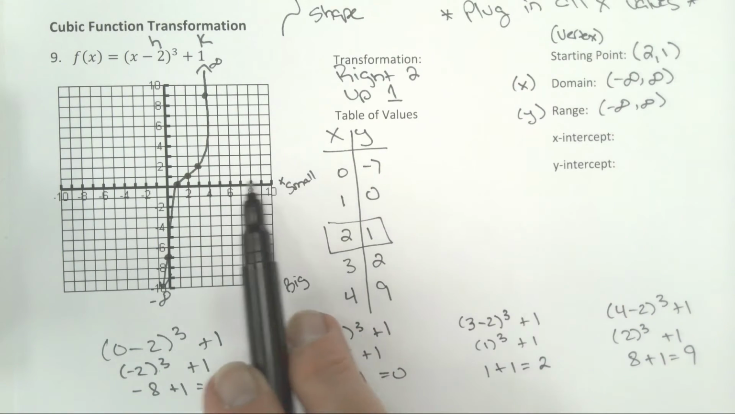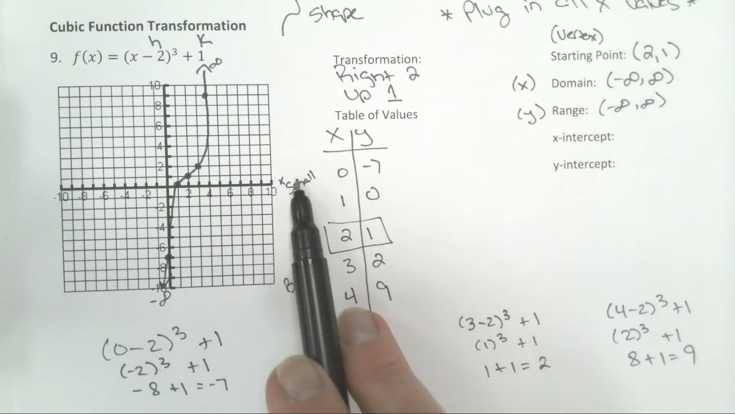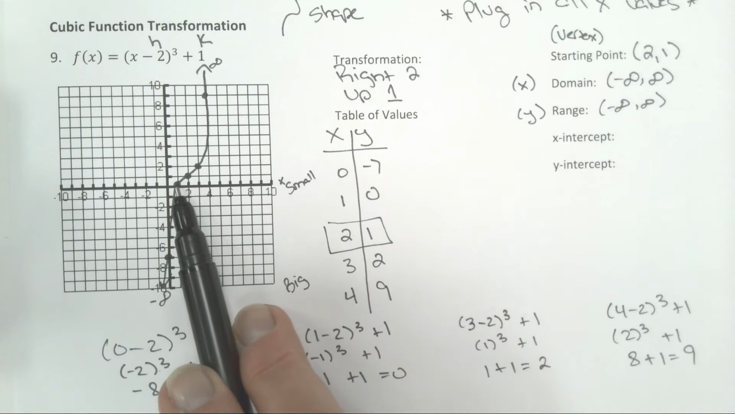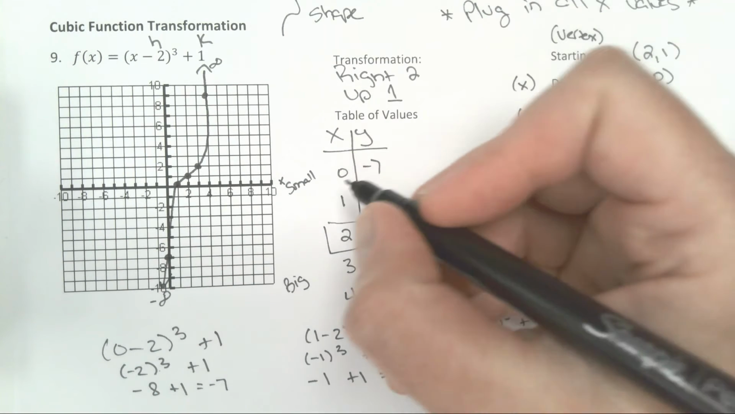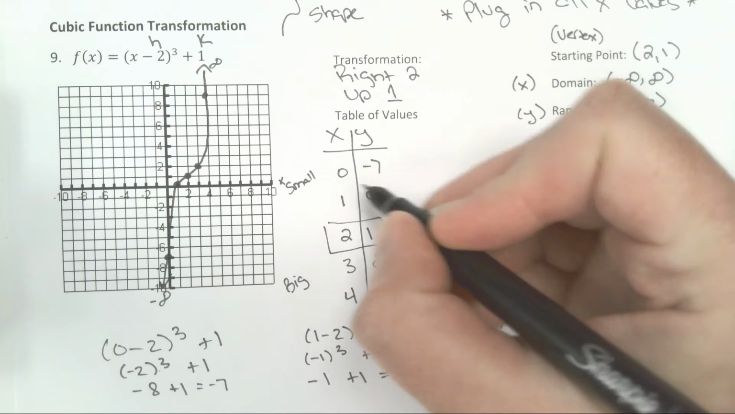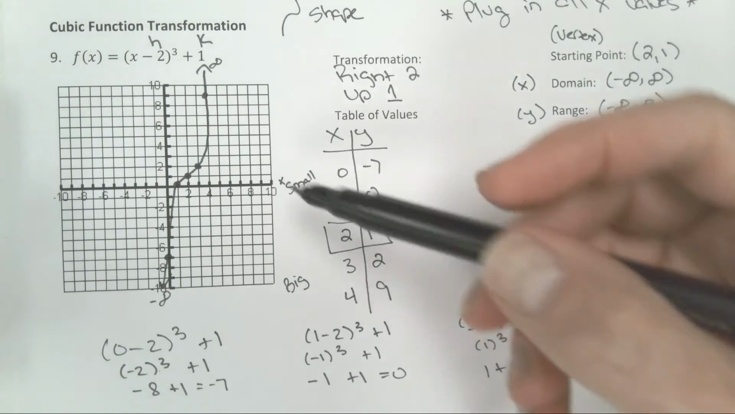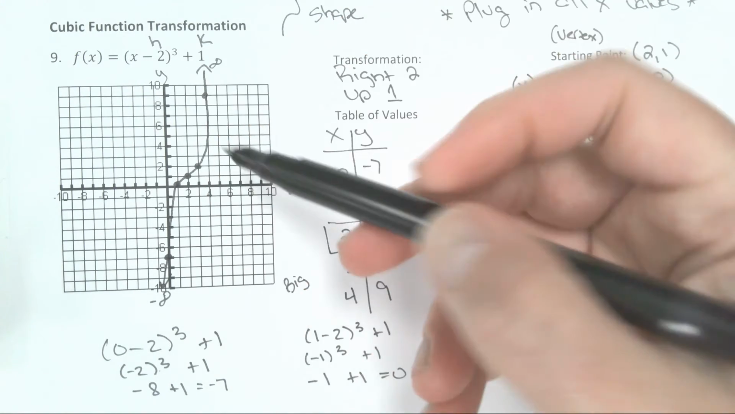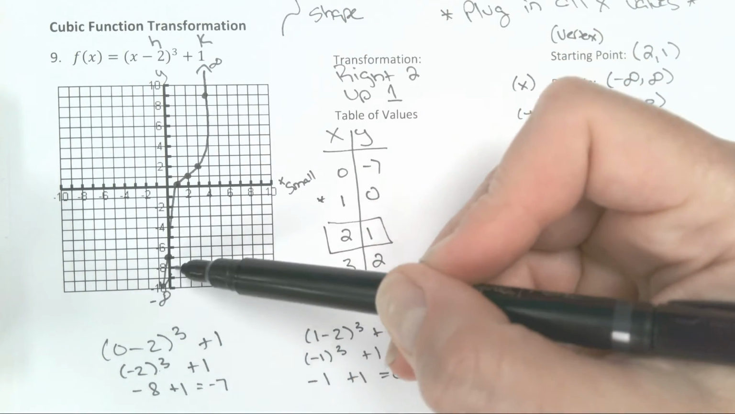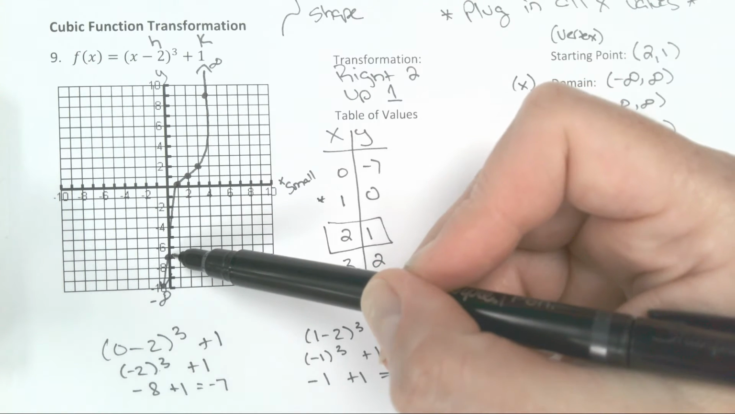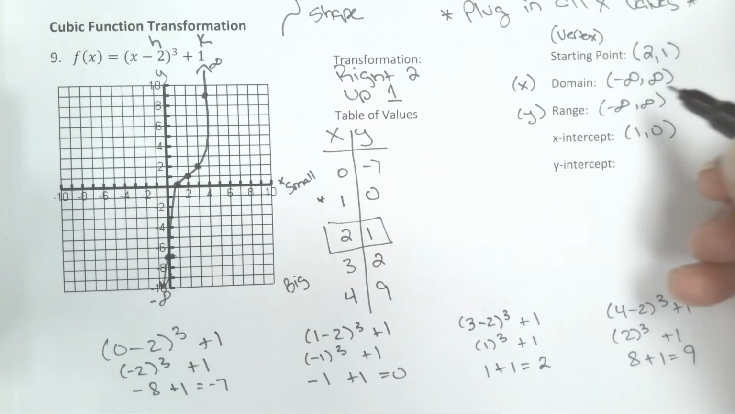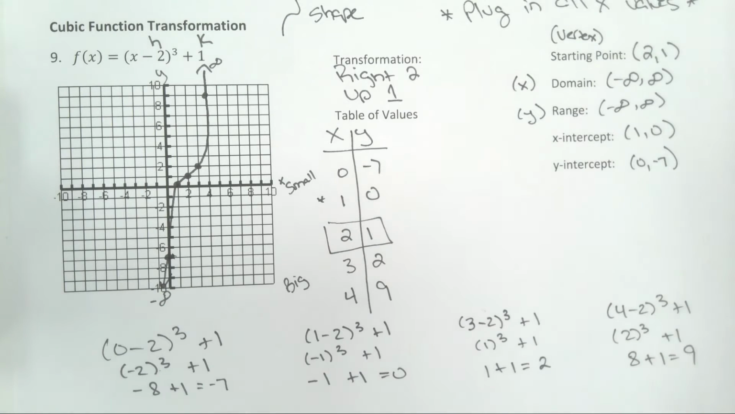To find the x-intercept, you look and see where the graph is crossing your x-axis, and that's at (1, 0). Or you look when the y is 0, there's your x-intercept, so it's at (1, 0). Your y-intercept, you can look on your graph and see that it's crossing right there at (0, -7). So that is how you transform a cubic and find its vertex.